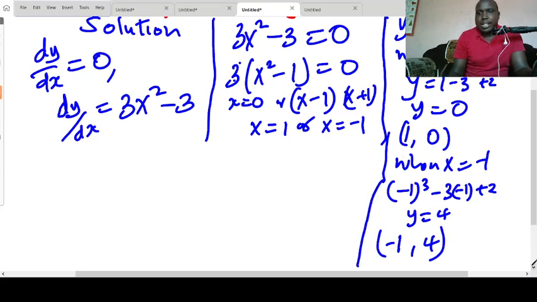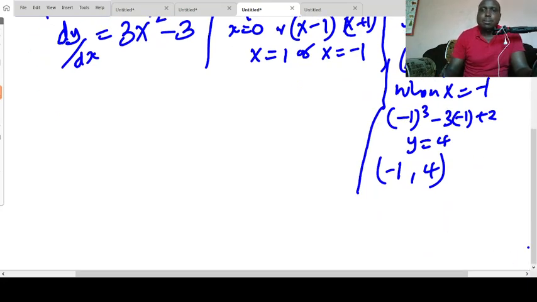The last thing is to determine, between the points (1, 0) and (-1, 4), which one is the maximum, which one is the minimum, or which one is the point of inflection. That is the next thing we are doing. Remember, I told you this is a 10 marks question. So we go to part B, because this question will be divided into parts A, B like that. But now we are doing it generally.